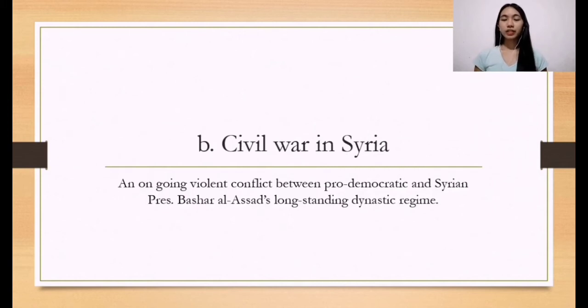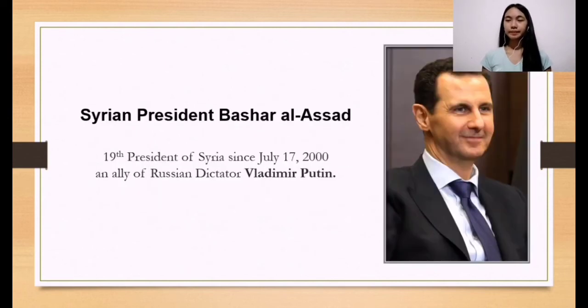The civil war in Syria is an ongoing violent conflict between pro-democratic forces and Syrian President Bashar al-Assad's long-standing dynastic regime. Yes, it's still an ongoing war. The war has been a source of significant instability in the Middle East since 2011, and the resultant civilian displacement and refugee exodus constitute one of the worst humanitarian crises in modern history.